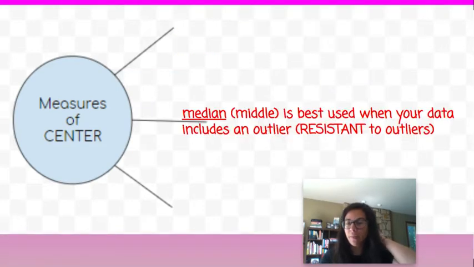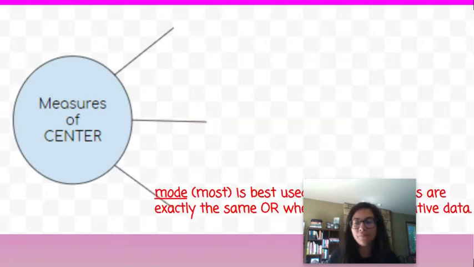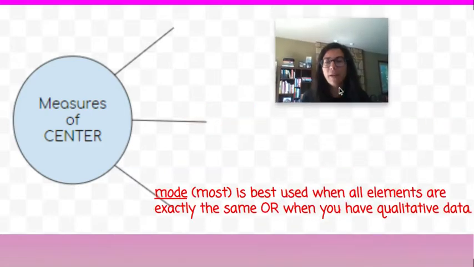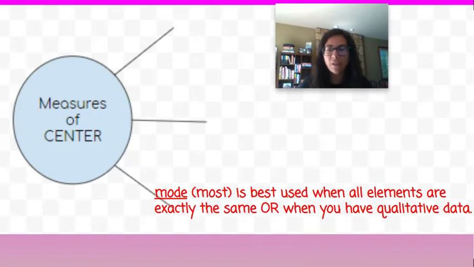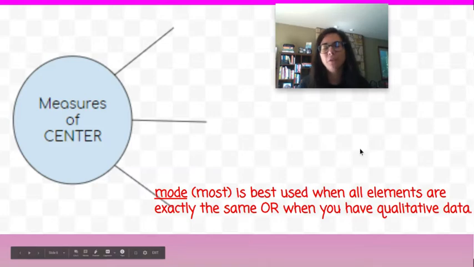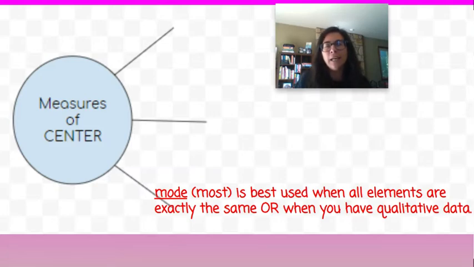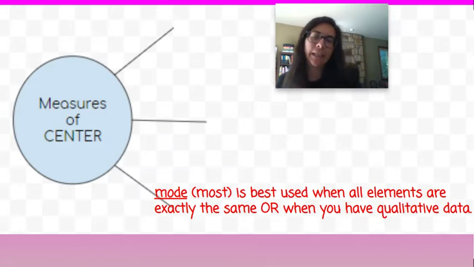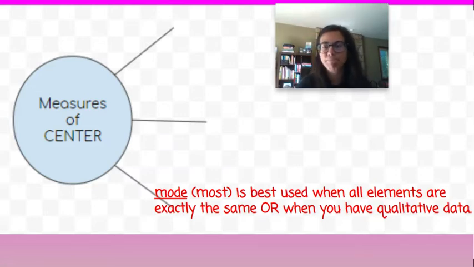Median is the middle value numerically. It's best used when your data does include an outlier. So median is resistant to outliers. Mean is not resistant to outliers. And I will show you, I promise, I will show you what I mean. And then mode, get my mug out of there. Mode is best used when all elements are exactly the same or when you have qualitative data. Most likely in this course, it's going to be when you have qualitative data because mode is really just not used as prevalently as mean or median.